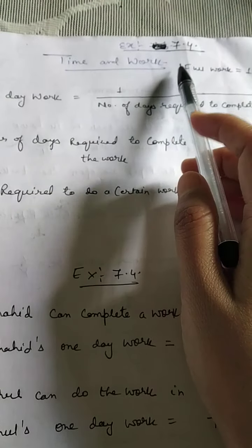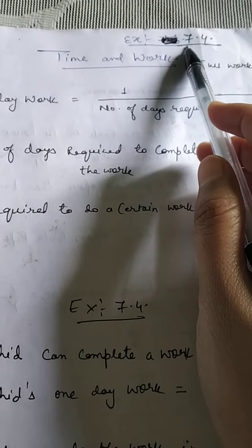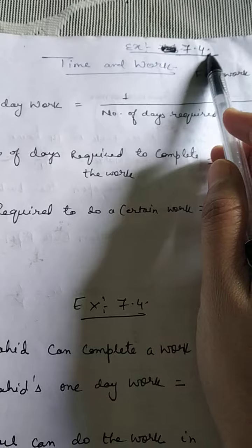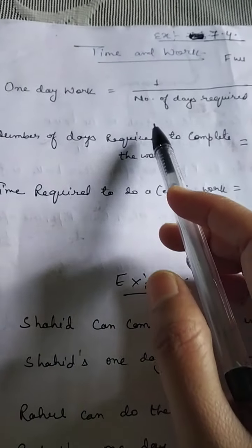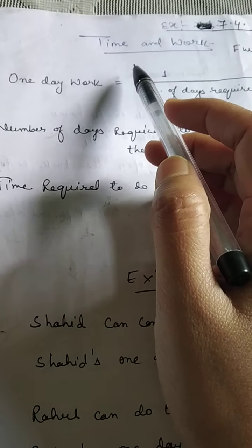Good morning, students. Today, the last exercise of chapter 7, 7.4. Time and work. We are going to discuss it.